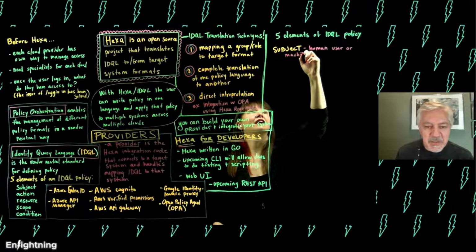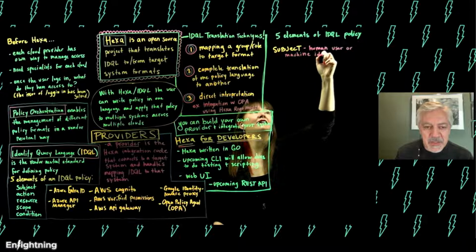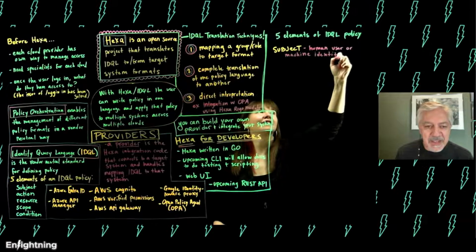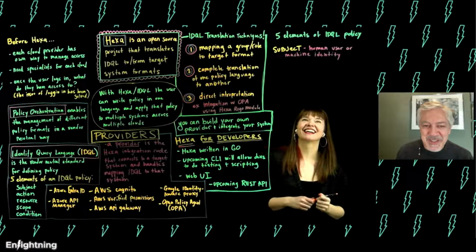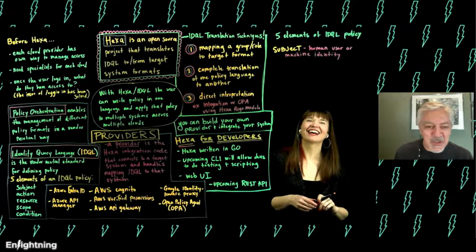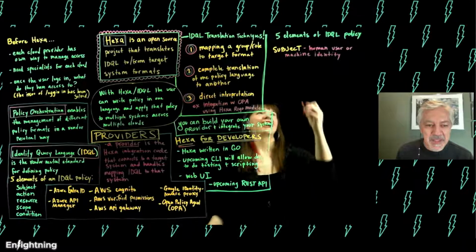In identity, we always talk about the Alice and Bob scenarios. I don't know if you're familiar. Alice can do this, Bob's trying to do that. Okay. Those represent the human user. And then of course, you have a workload or machine identity could be the subject. Excellent. And then we have action.